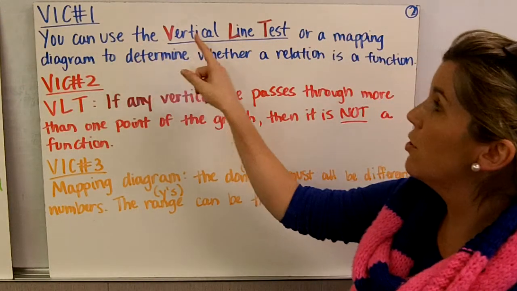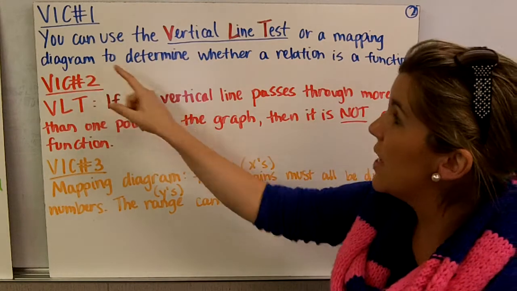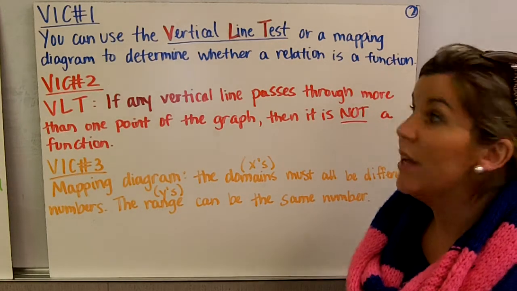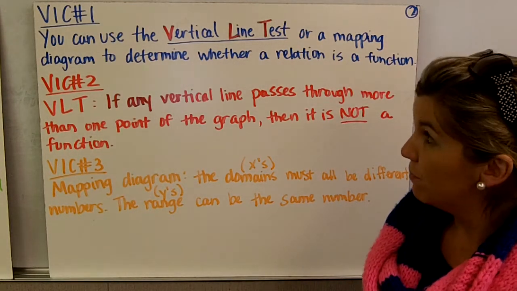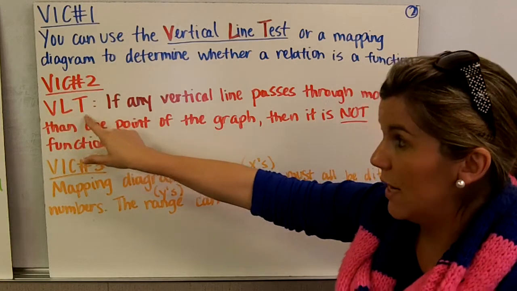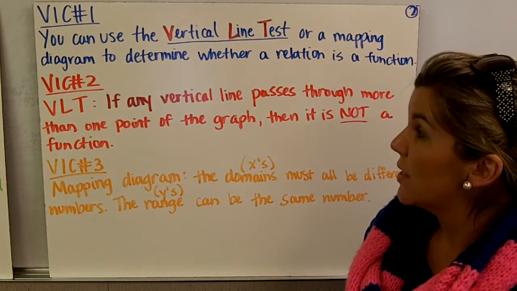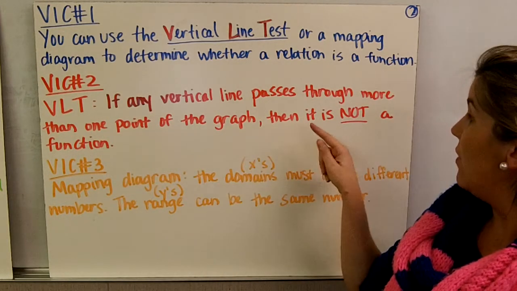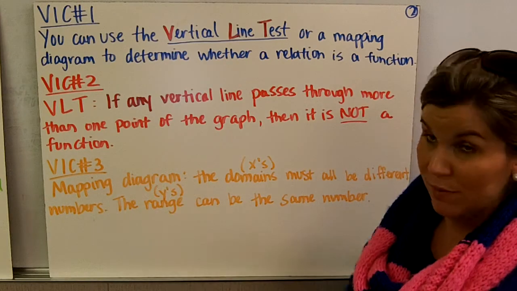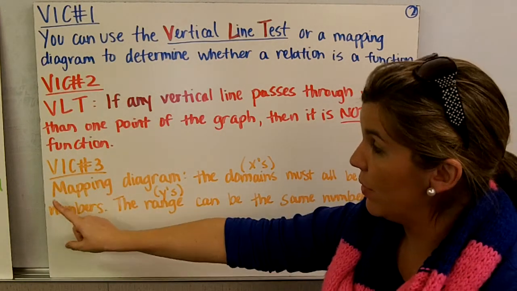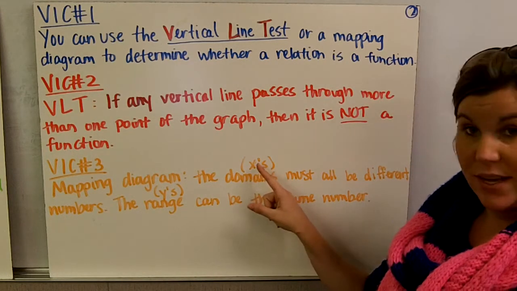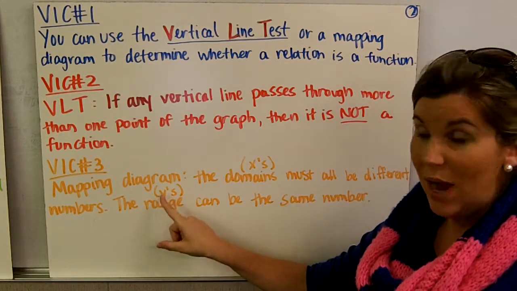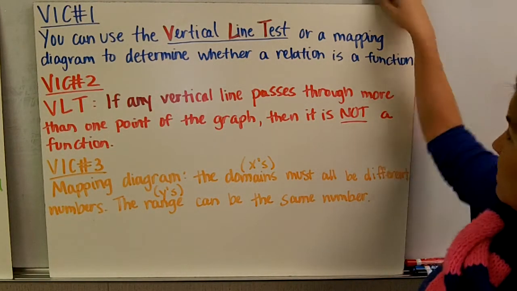Tip number 1, you can use the vertical line test or a mapping diagram to determine whether a relation is a function. So there are two ways to determine if a relation is a function. Tip number 2, the vertical line test, VLT, you'll see me abbreviate it. If any vertical line passes through more than one point of the graph, then it is not a function. Tip number 3, mapping diagram. The domain, that's the x's, must all be different numbers. The range, that's the y's, can be the same number.